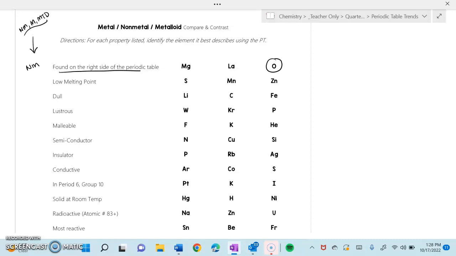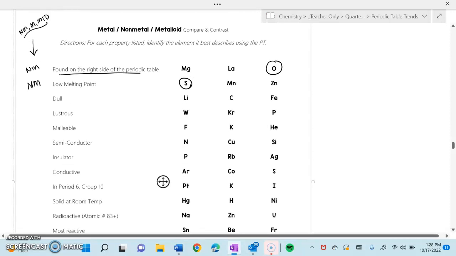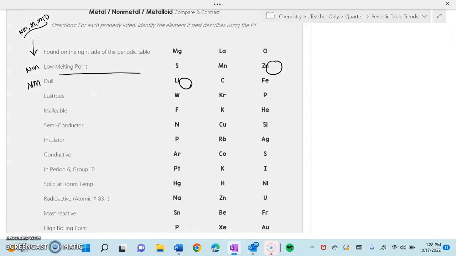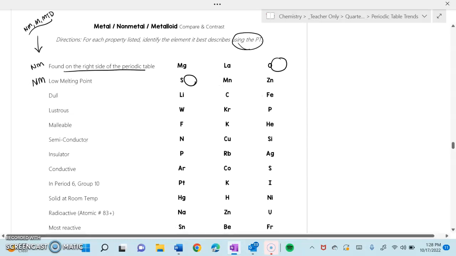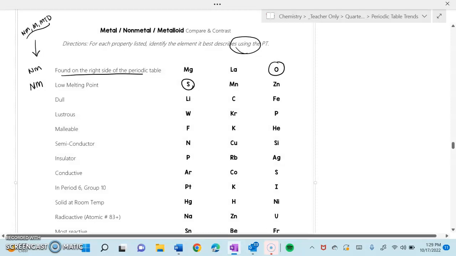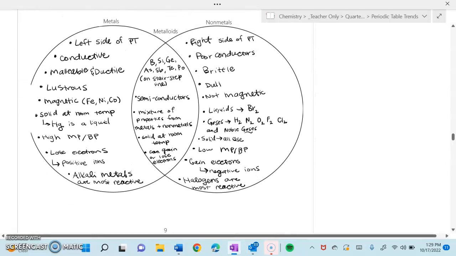Low melting point. Again, look at your Venn diagram. What type of elements have a low melting point? Nonmetals. So then do the same thing. Sulfur, manganese, and zinc. Sulfur is the nonmetal. And you'll just do that for each of these. Some of them don't apply to metal, nonmetal, or metalloid, like for example, group 6, period 6, group 10. For those you'll just find the location. Use that periodic table to help you. You don't have to have these properties memorized. It is just matching the element type to the periodic table and to the Venn diagram for comparing and contrasting their properties.